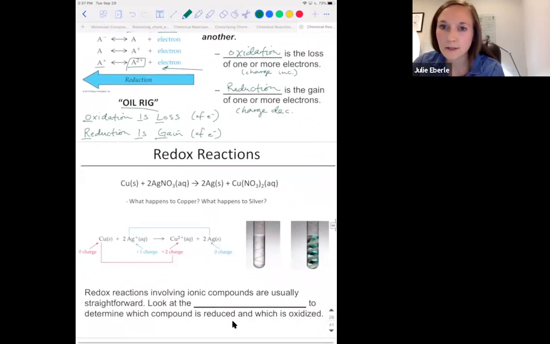So we're going to look at some real examples now with different chemical reactions. The question we're trying to answer is what element is oxidized and what element is reduced. So let's look at this. We have copper, a solid, and silver nitrate, aqueous. And we're forming plain old silver on the product side, and then we have copper nitrate. So first off, if we had to classify this as a combination, decomposition, single displacement, double displacement, or combustion, how would you classify this reaction?